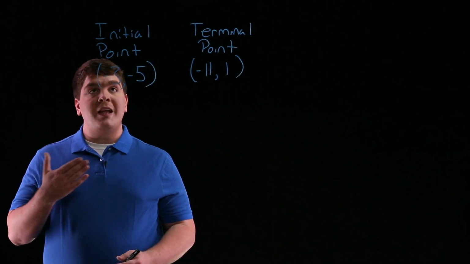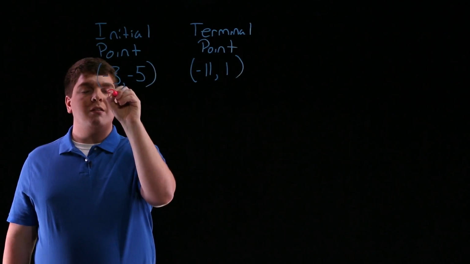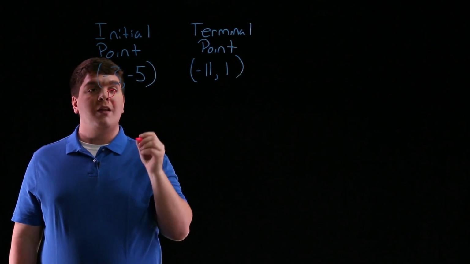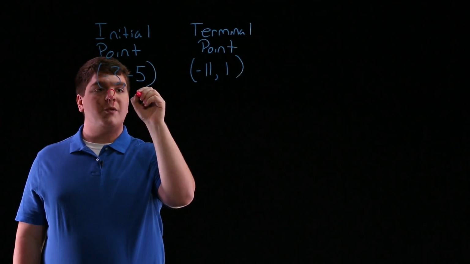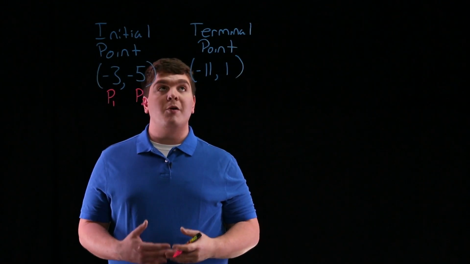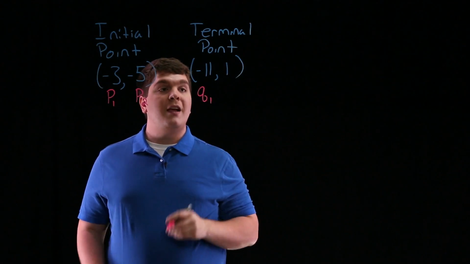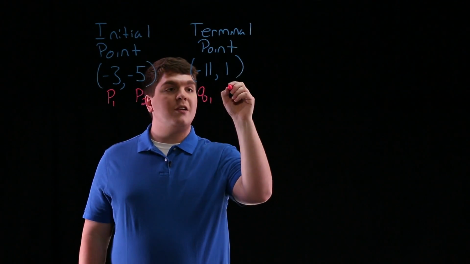Let's begin by labeling the first component of our initial point as P1 and the second component of our initial point as P2. And let's label the first component of our terminal point Q1 and the second component of our terminal point Q2.